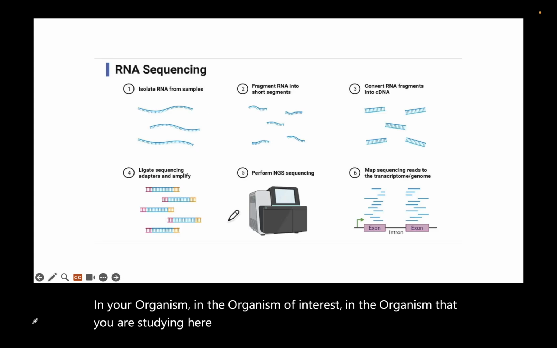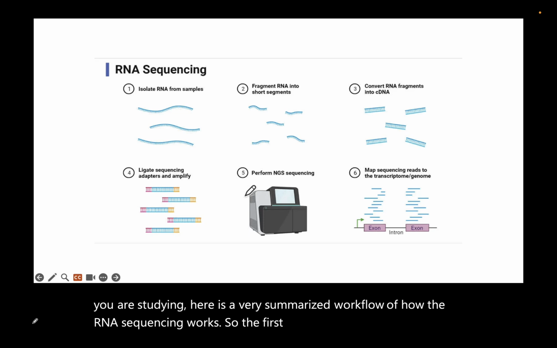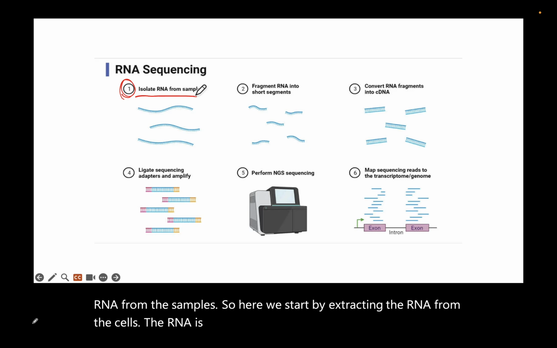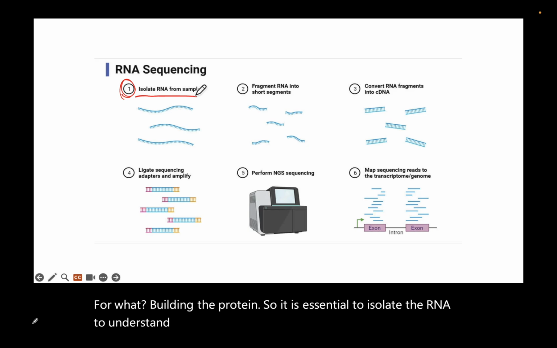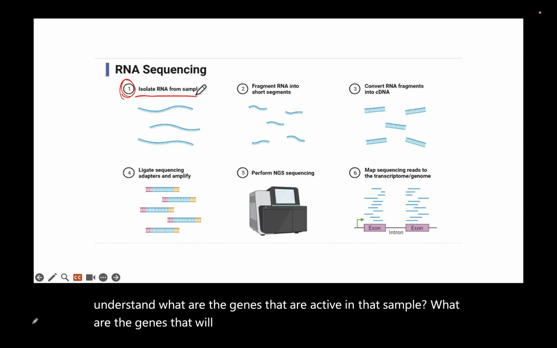Here is a very summarized workflow of how the RNA sequencing works. So the first step is to isolate the RNA from the samples. So here we start by extracting the RNA from the cells. The RNA is the molecule that carries the genetic instruction for what? Building the protein. So it is essential to isolate the RNA to understand what are the genes that are active in that sample. What are the genes that will produce a protein in the sample?